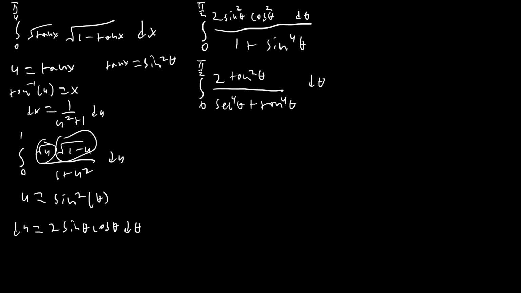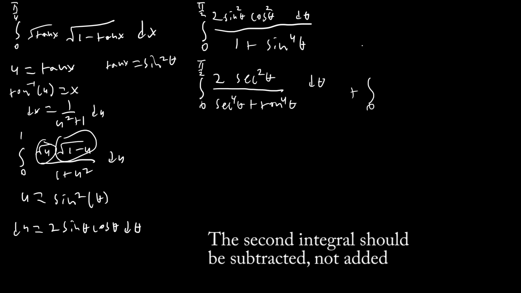Now I'm going to go ahead and reorganize this a little bit. Instead of tangent squared of theta, we're going to rewrite this as secant squared of theta minus 1 and split it up into two different integrals. So 2 secant squared of theta plus the integral from 0 to pi over 2 of 2 over secant to the fourth plus tangent to the fourth, same thing over here, right?